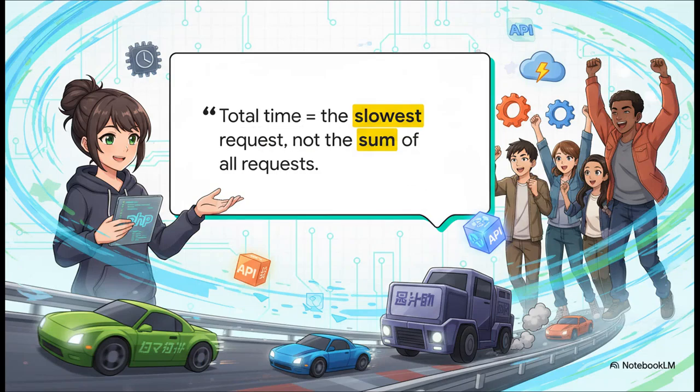But with concurrency, we completely flip the script. The total time you wait is no longer the sum of all the requests. Instead, it's just the time it takes for the single slowest request to finish. That's a huge shift in thinking. All the other faster requests, they complete while you were waiting on that one slowpoke anyway.